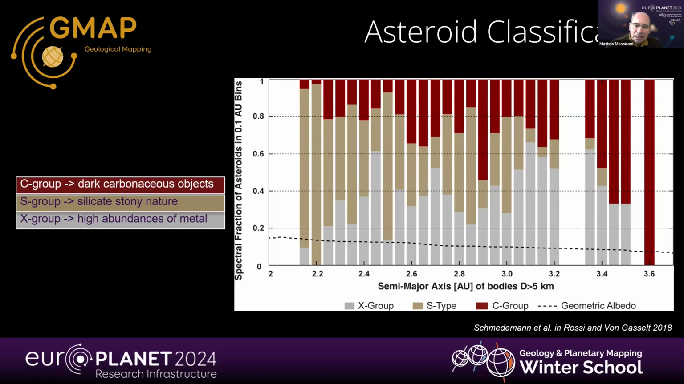They are classified in three big groups. There are many classifications, even more complex, but three main groups. So we have the stony asteroids, which are closer to the sun. And then we have the carbonaceous objects, which are rich in organics and volatiles and ice that are altered by the sun.